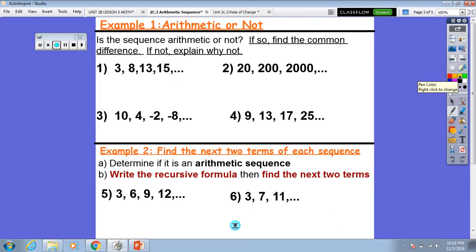So if you're talking or laughing or joking right now, you need to stop it and you need to focus, because this is going to be on your CDA.